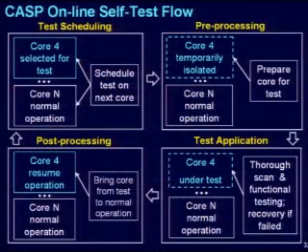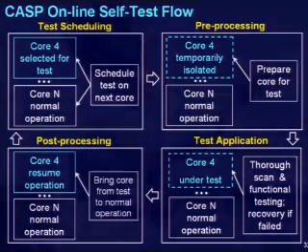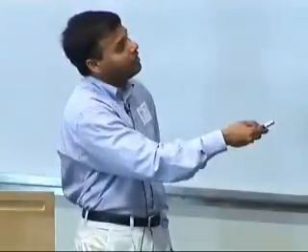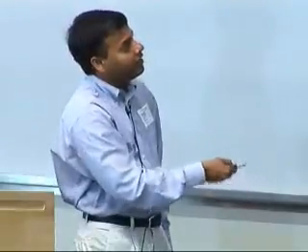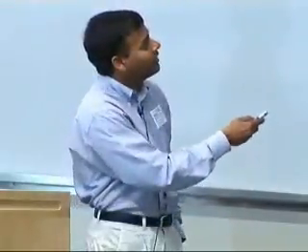And this is how it works. For example, there is a test scheduler which says, well, core 4 is now selected for testing, core 4 is temporarily isolated, the test is run, post-processing, and this continues to happen. And I'm sure you have all guessed that this scheduler is very important, because the scheduler can completely mess up your entire application performance if you are not careful about what was running and about the scheduling.